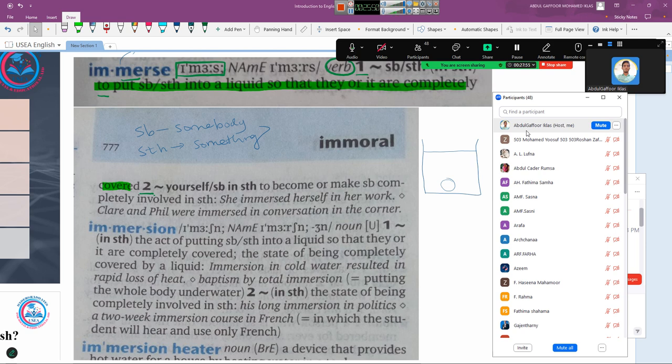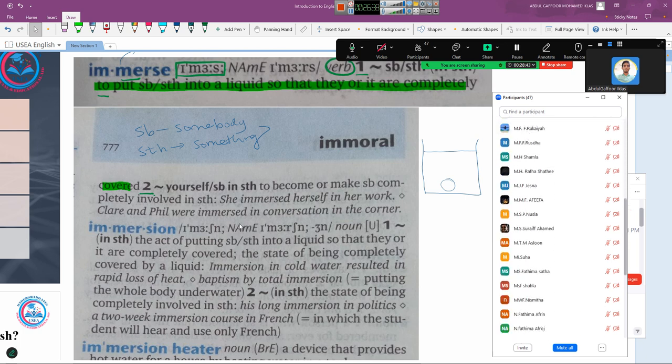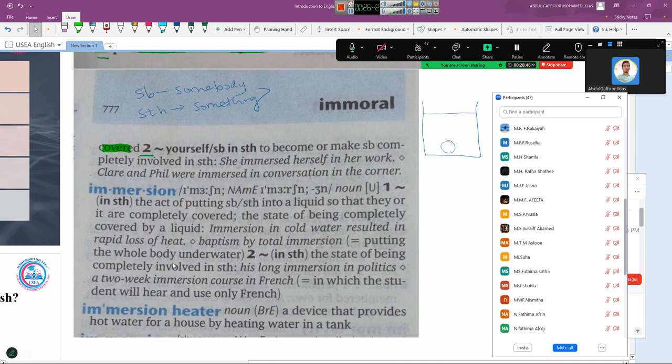Do you understand? Can you translate this sentence to Tamil? Then you can easily understand what it says. Anyone? Clary and Phil were immersed in conversation. Clary and Phil, they were immersed in their conversation, which tells how they were involved in the conversation, right? Here you can see the noun of this verb, and we will see those things later.